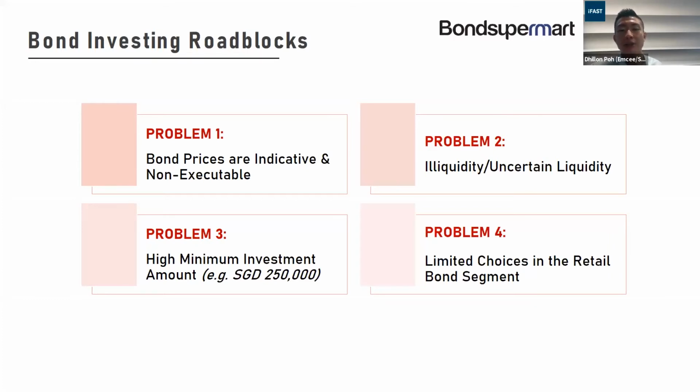And then last of all, it's the limited choices in the retail bond segment. I mentioned just now about the high minimum investment amount, but we also have this sector class called retail bonds, which can actually be bought in denominations of about $1,000 or $5,000, which are much smaller. But these are not always available, and there are not many available in the market nowadays, especially. Right, so these are the main roadblocks to bond investing, which may hinder you as a bond investor going forward if you're looking to get invested in the fixed income space.